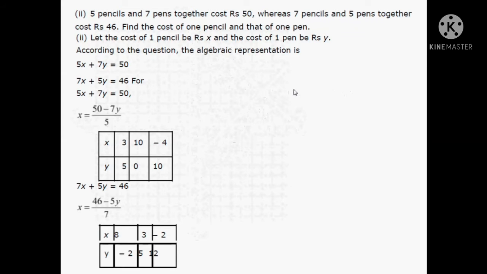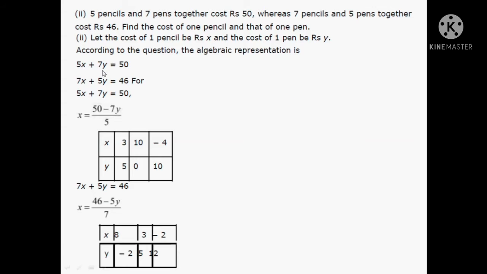Now let us do the second question. 5 pencils and 7 pens together cost rupees 50, whereas 7 pencils and 5 pens together cost rupees 46. Find the cost of 1 pencil and that of 1 pen. Now we have to find out the cost of 1 pencil and 1 pen.